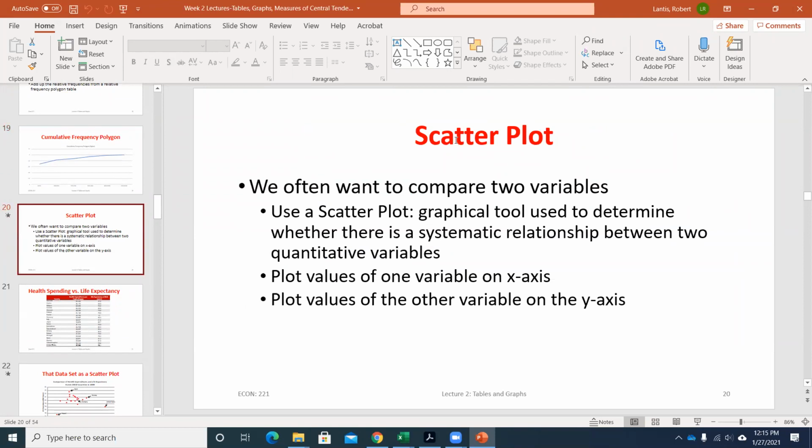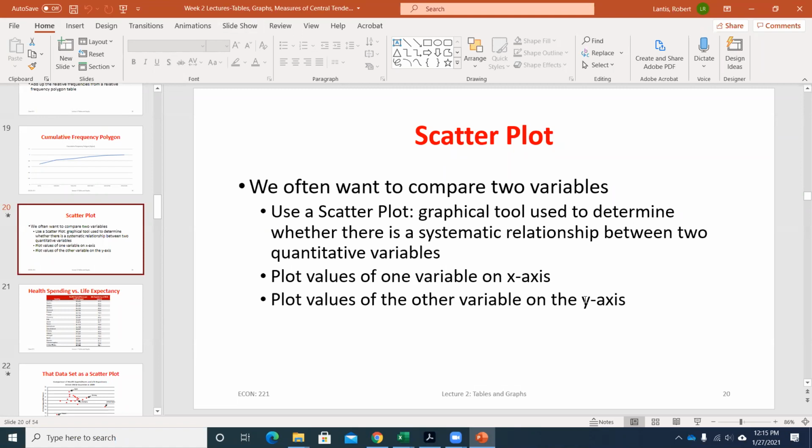What if, so up to this point, we've really only looked at one variable, right? Showing the distribution of one variable. A lot of the times we want to know what's the relationship between two variables, okay? So anytime we want to know the relationship between two variables, we'll call that first variable X and that second variable Y.